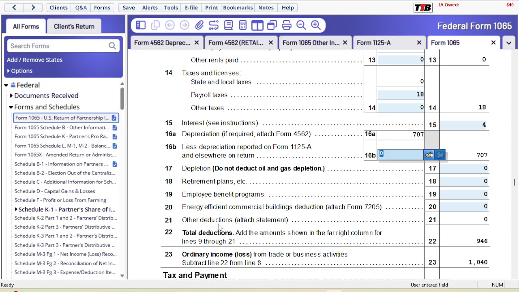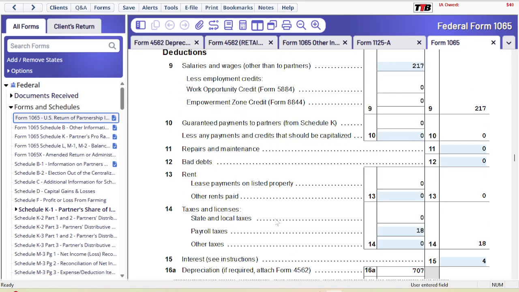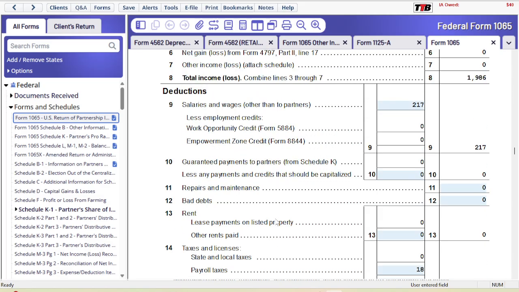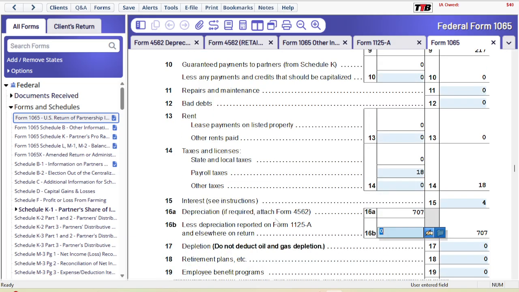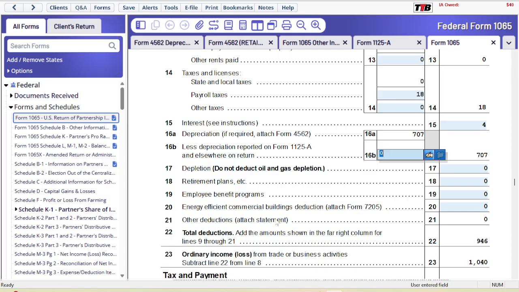So we have other deductions, line 21. You'll notice that a regular business owner might have advertising, might have shipping, supply expenses. I'm not seeing any of those lines here. Chances are they go on line 11, the other deduction section, and anything that goes there will have an attached statement.